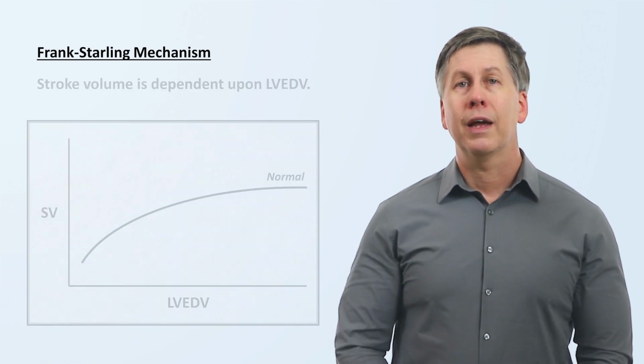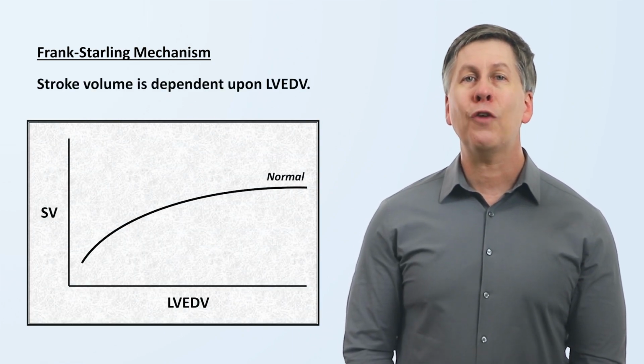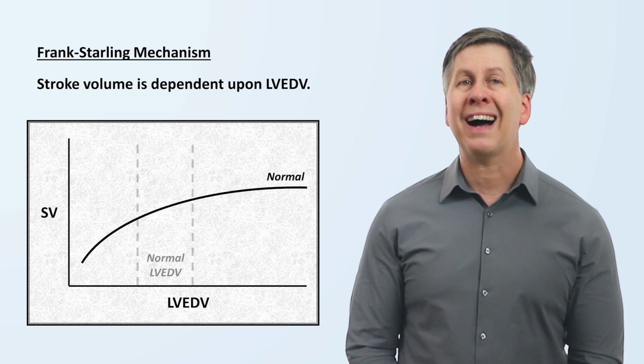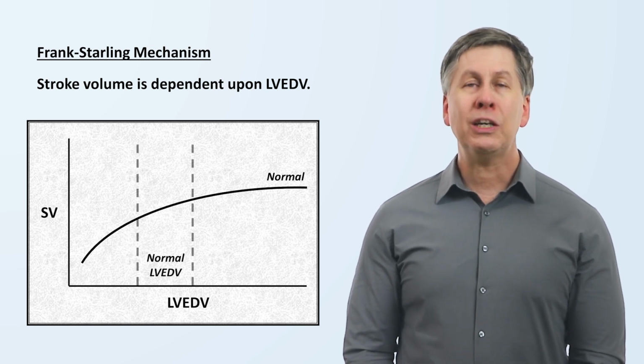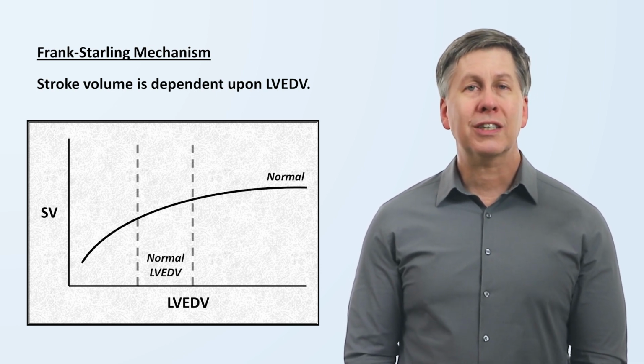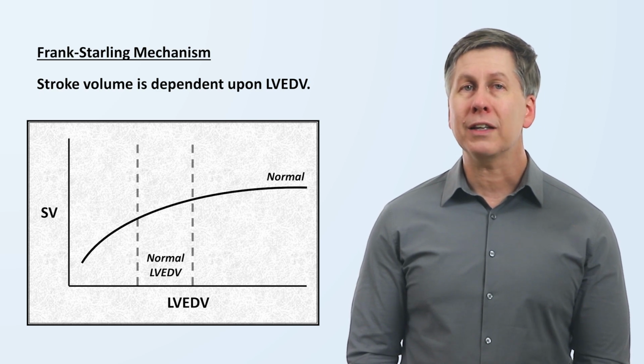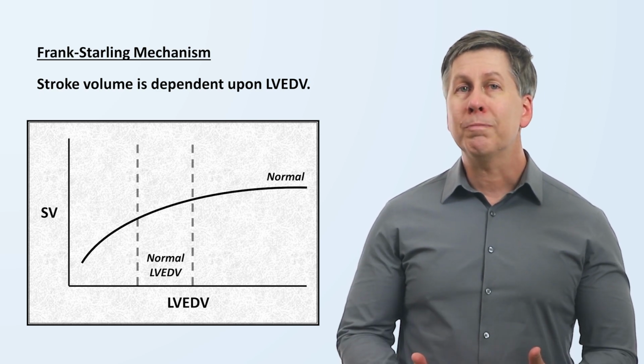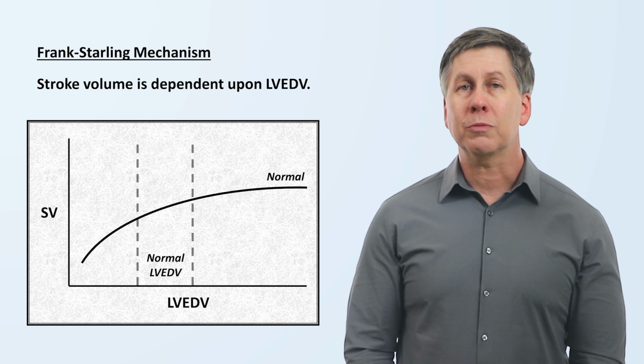However, there is a limit to this mechanism. As you can see from the graph, as the LV-EDV increases into the higher than normal range, the increase in stroke volume becomes less and less until the curve eventually flattens. Contractility plays an important role in the Frank-Starling mechanism too.